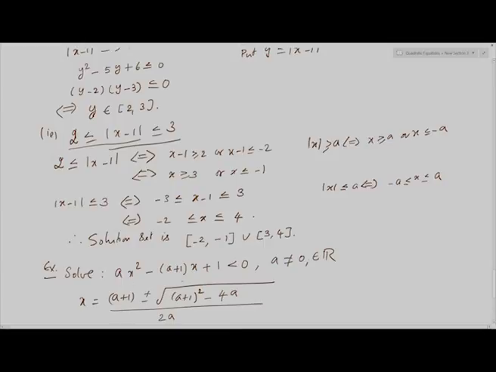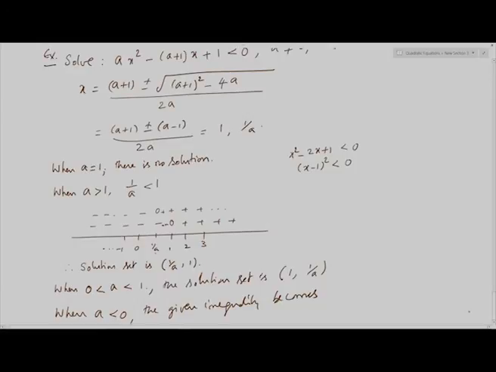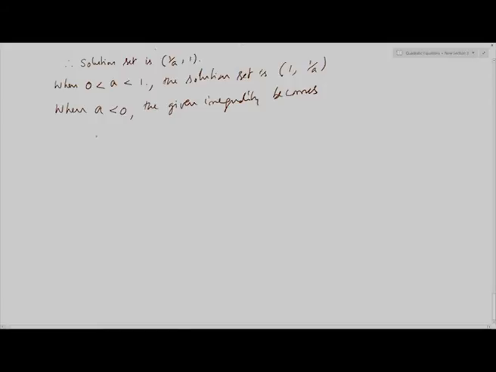a x square minus (a plus 1) x plus 1, when a is negative, this inequality becomes (x minus 1 by a) into (x minus 1) greater than 0. Then again by seeing the sign graph, I can write down the solution set. Remember, both terms should be positive or both terms should be negative. Therefore, we have two intervals.